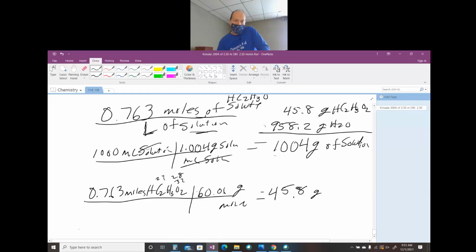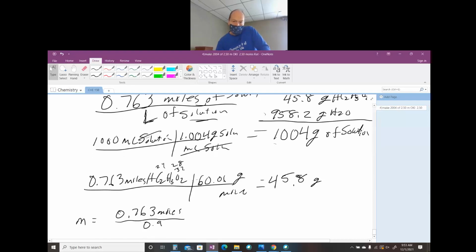So the molality is your moles, 0.763 moles, divided by, we just have to convert that to kilograms, so divide by 1,000, 0.9582 kilograms of water. So 0.763 divided by 0.9582, and the 3 sig figs, it is 0.796.